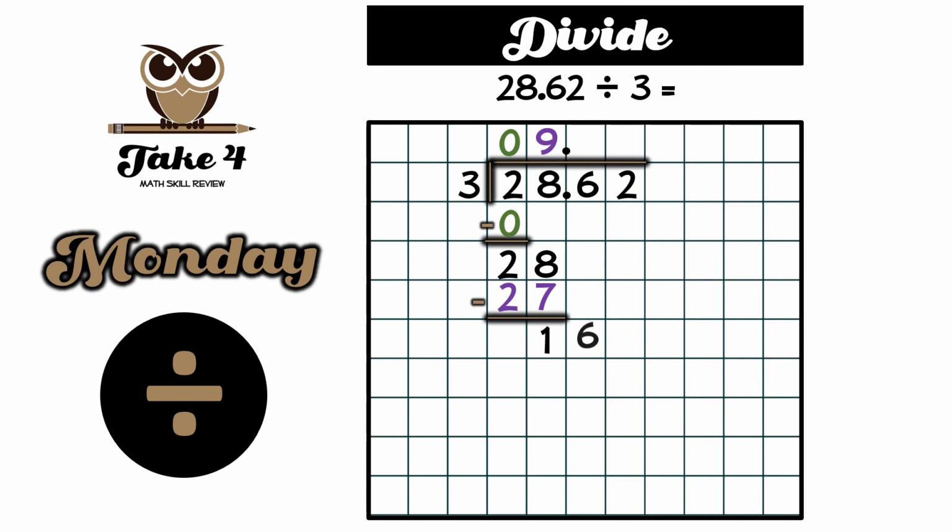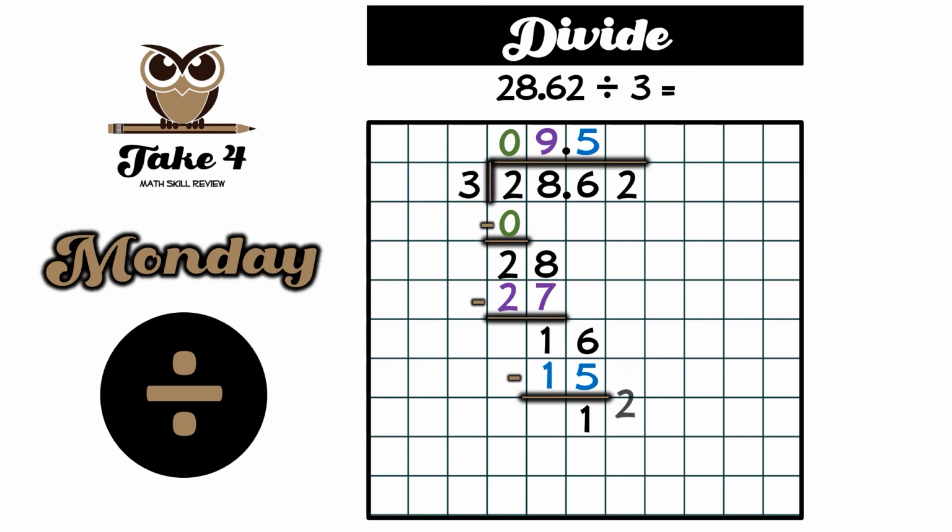I bring down the 6. 3 is able to divide 16 5 times. 5 multiplied by 3 equals 15. 16 take away 15 equals 1. 1 is less than 3, so I can move on.